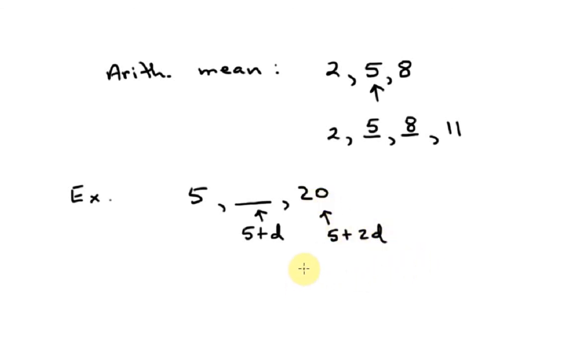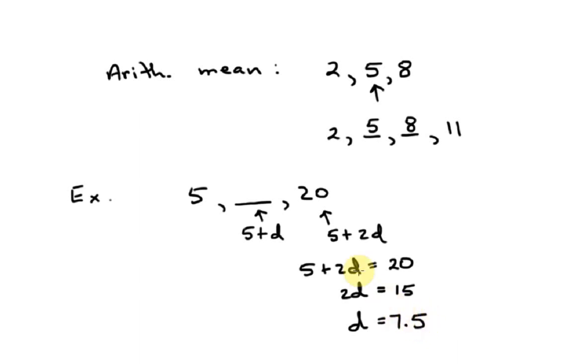Well, this gives me an equation. I can go 5 plus 2d has to end up equaling 20. And so I can solve this equation, take 5 away from both sides, and then we'll divide by 2. Whoops, didn't really take 5 away there, so just a moment. 15, yes. And then we'll divide by 2, so we would get 7.5 as the common difference.